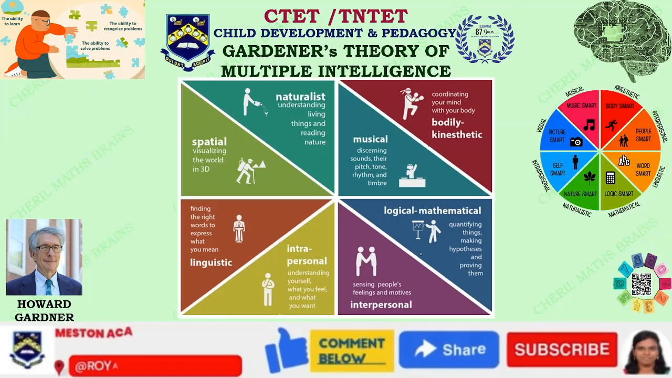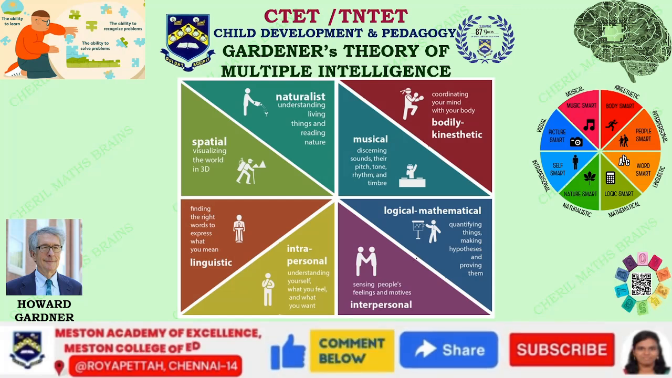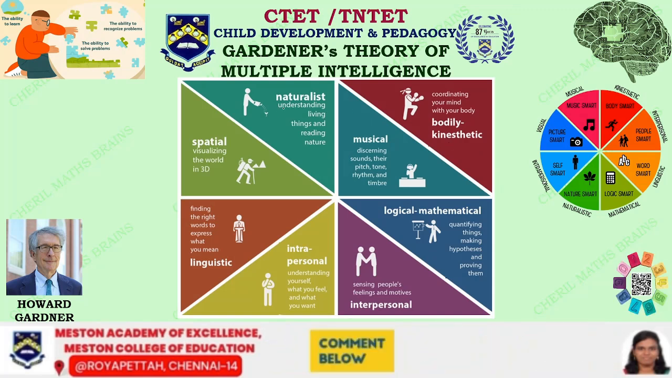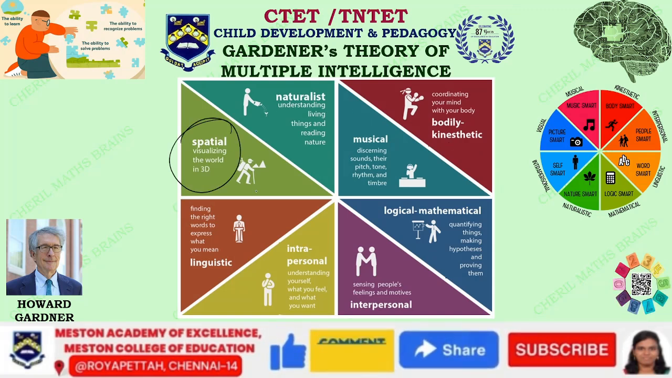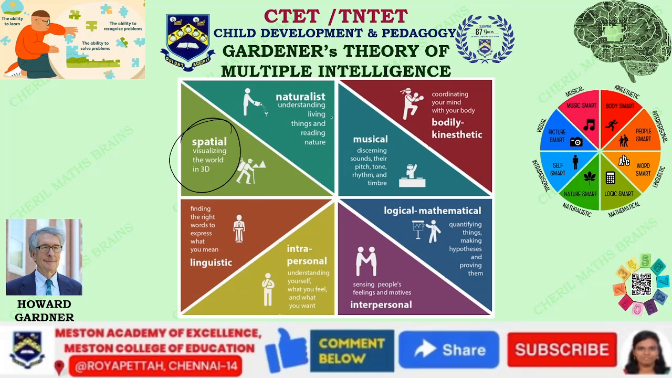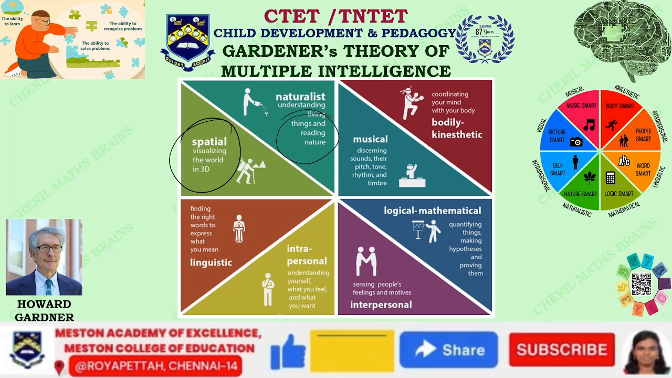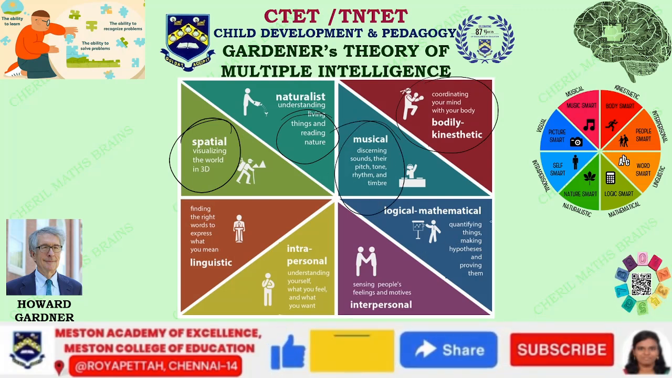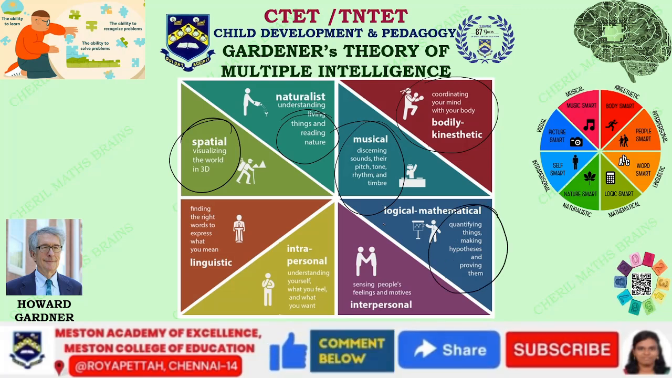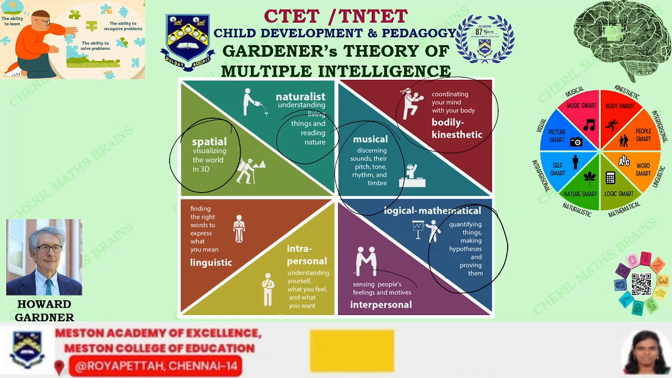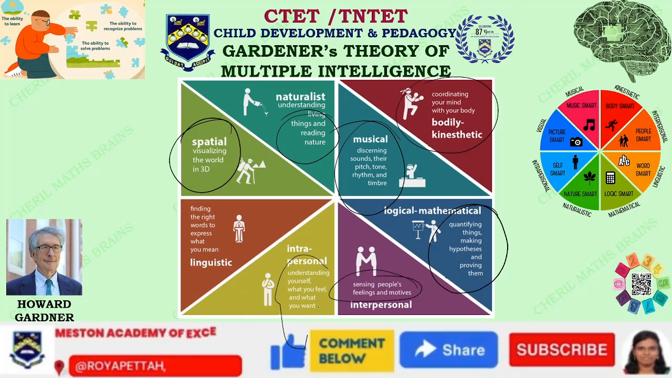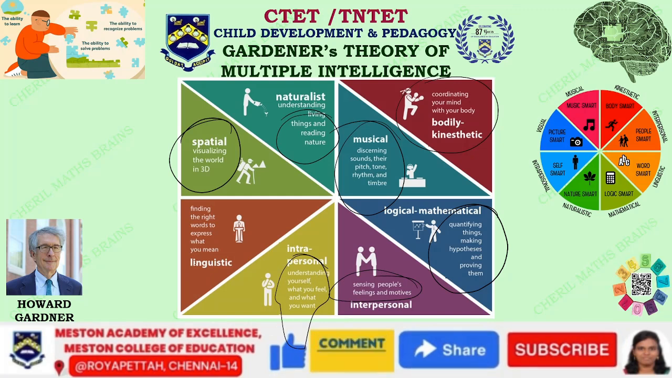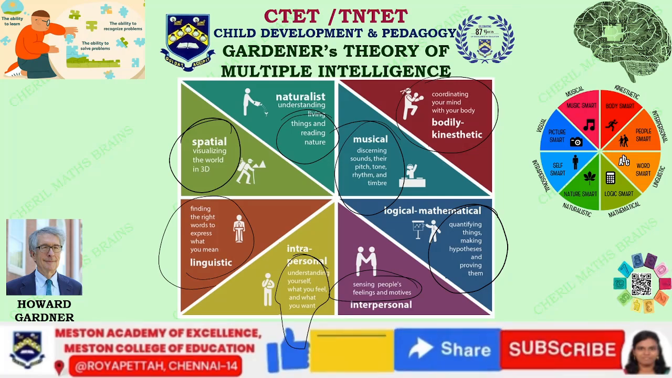Here you can see the various things. You can go through these images, which will give you a better understanding about all the types. Spatial, how well you visualize. Naturalist, understanding the living things in nature. Bodily kinesthetic, coordination of body with mind. Musical, the rhythm. Logical mathematical, how well you are able to quantify and prove things. Understanding others is interpersonal, and understanding your own self is intrapersonal, and how you are able to express yourself is the linguistic type of intelligence.